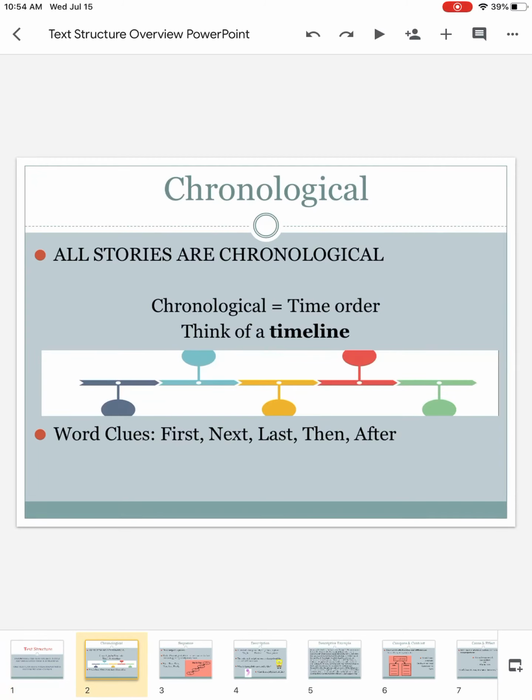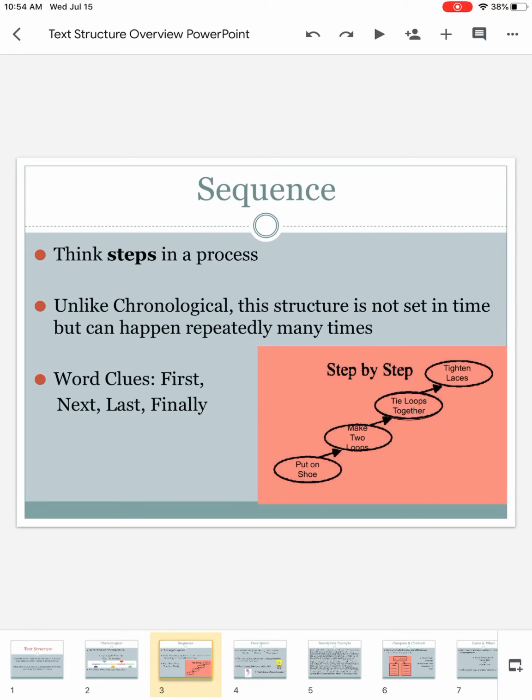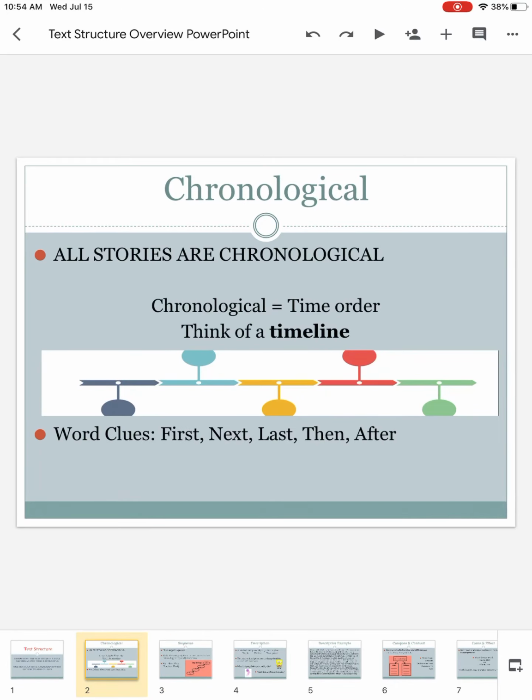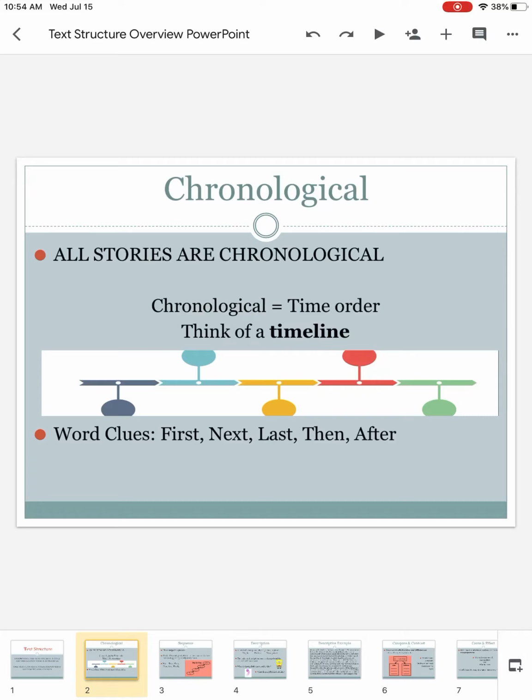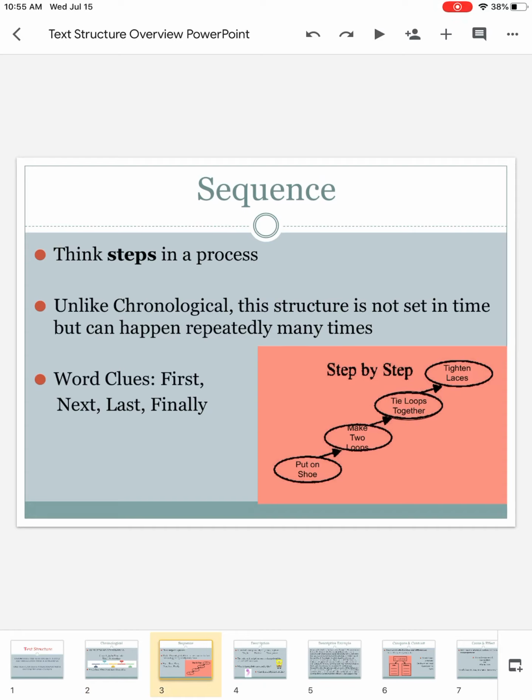There are 6 basic structures we're going to look at, and the first 2 are very closely connected, and that's chronological and then sequence. This is probably going to be the trickiest part for you, is differentiating between the 2. So chronological and sequence both deal with time. It would be giving information in a way that moves first, second, then last. The difference is chronological is telling you a story. Chronological is something that happened at a certain point in time. Sequence, however, is going to be the steps in a process, so that can repeat.